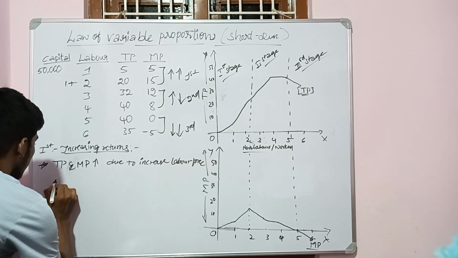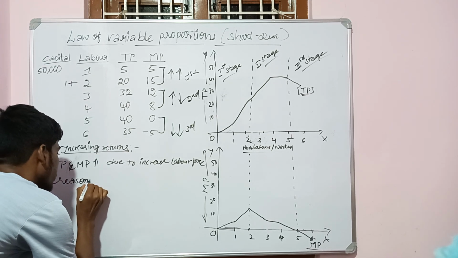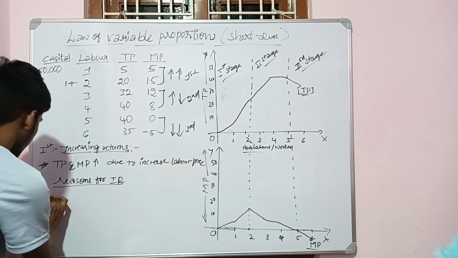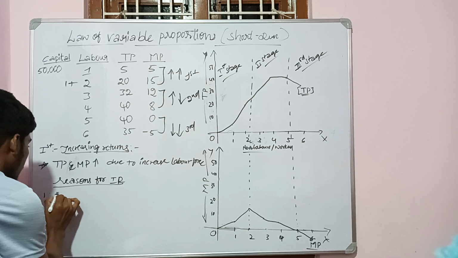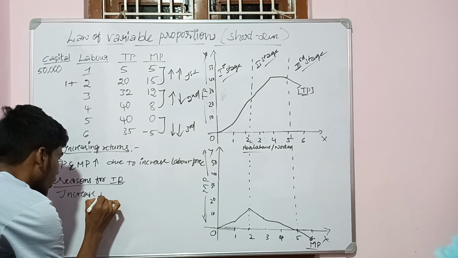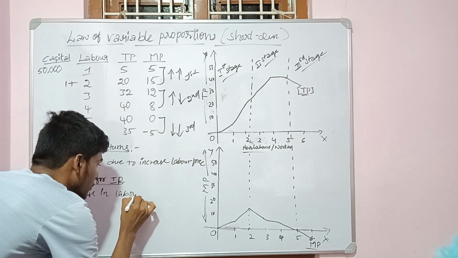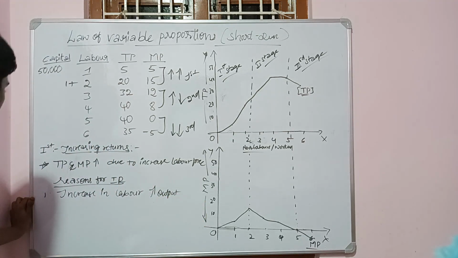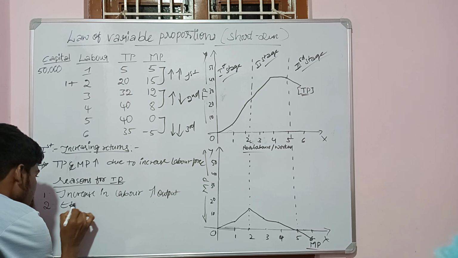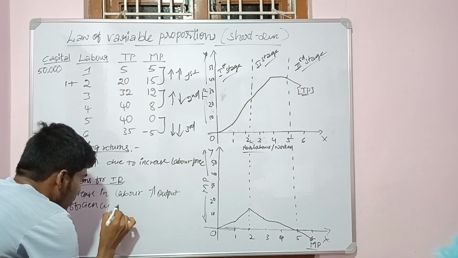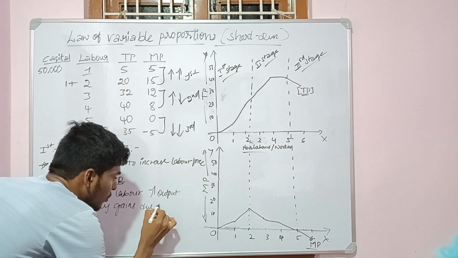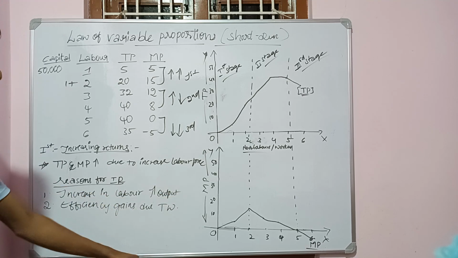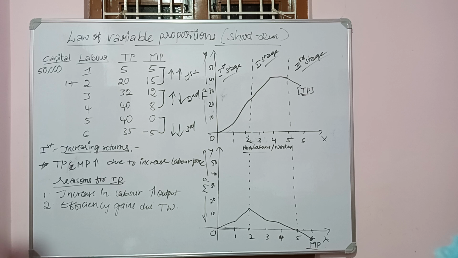Reasons for increasing returns. First reason is increasing labor, which leads to increase in output. Second one, efficiency gains due to teamwork. The efficiency of the laborers gain due to teamwork. They are motivated to produce more output in the production process.